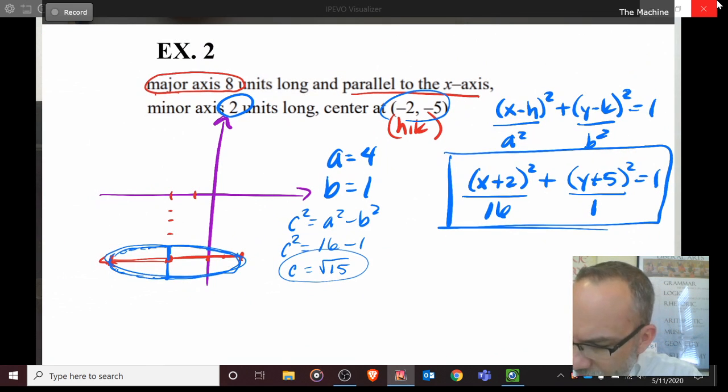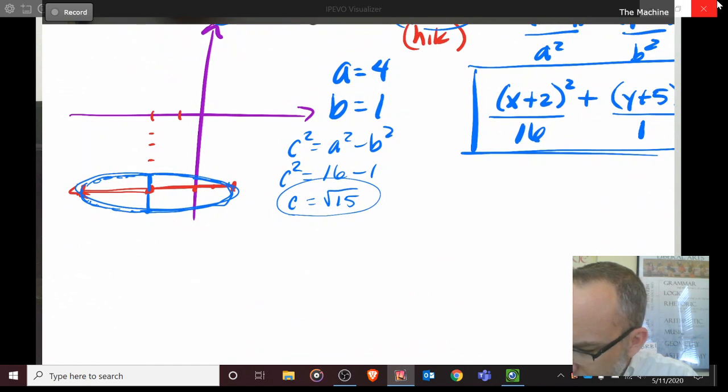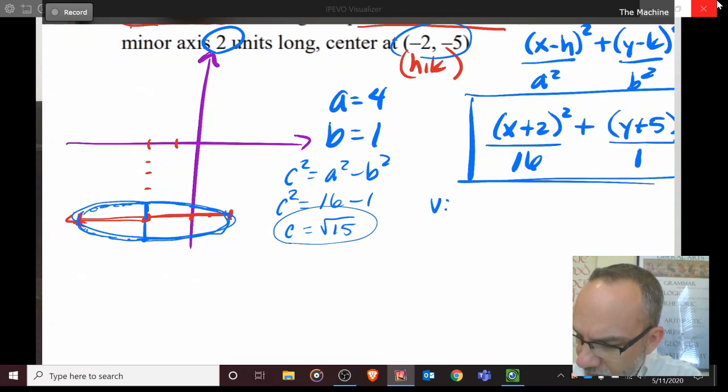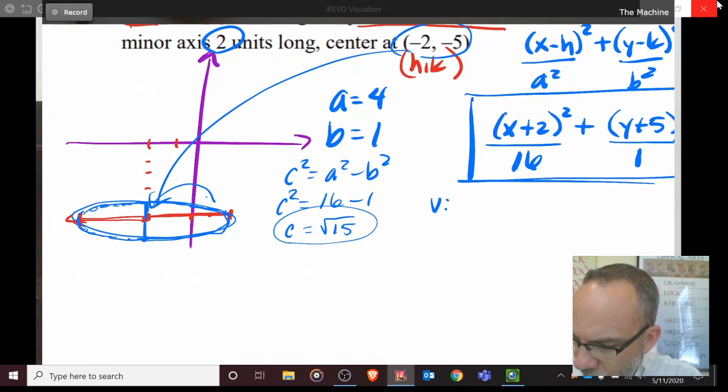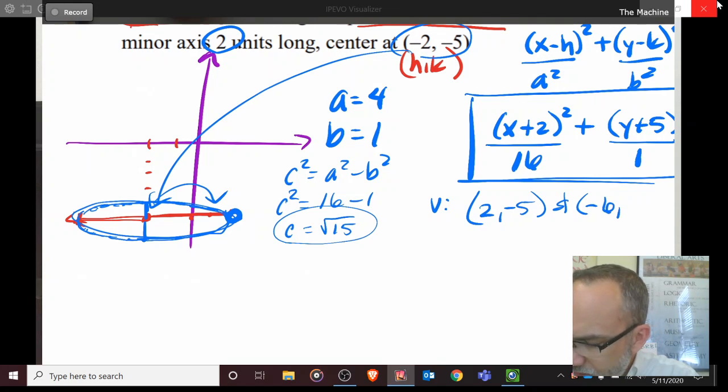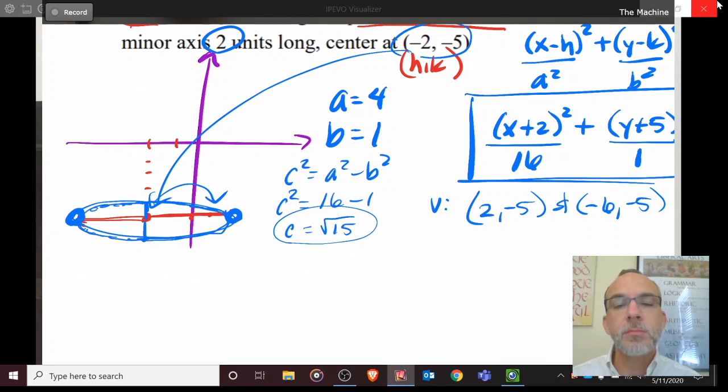Okay, so let's now do my vertices. Vertices are going to be on the end of the major axis. So if I have the point here, which is negative 2, negative 5, that's my center, and I go 4 units to the right, my vertex is going to be positive 2, negative 5, this point right here. And the vertex is also going to be 4 units to the left. So negative 6, negative 5. That's this point over there. Alrighty?